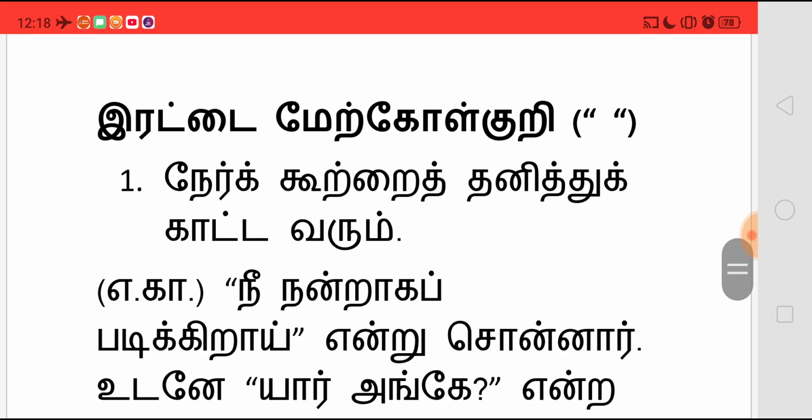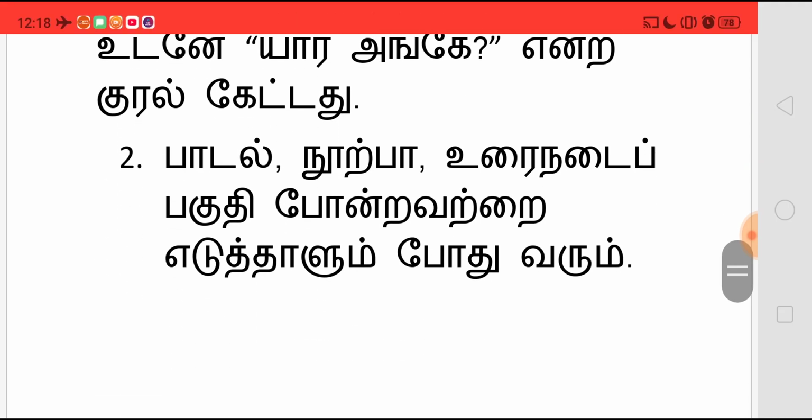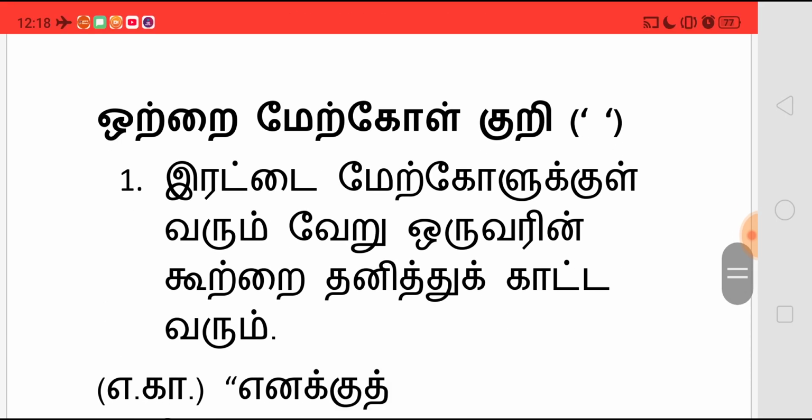And then ettre merkol kuri. This will tell that someone has told this information like direct speech. நீ நன்றாக படிக்கிறாய் என்று சொன்னார், உடனே யார் அங்கே என்ற குரல் கேட்டது. And it will come when we are handling பாடல், நூற்பா, உரைநடை பகுதி. And it comes like that. And ஒற்றை மேற்கோள் குறி comes when you are informing another person's information here.